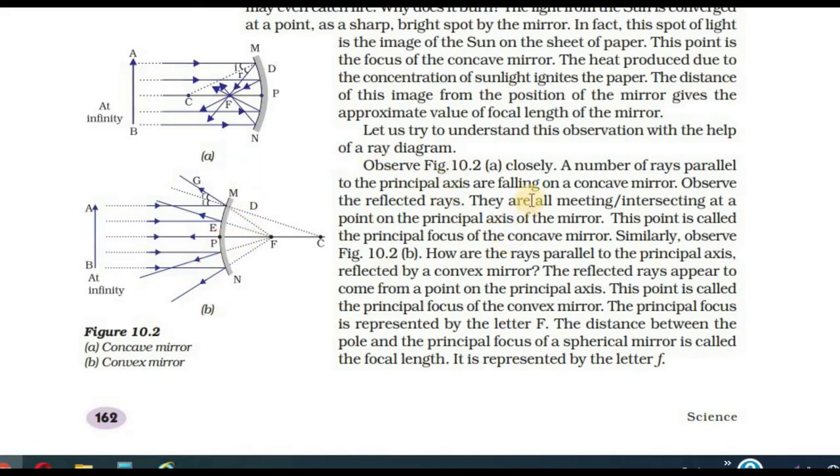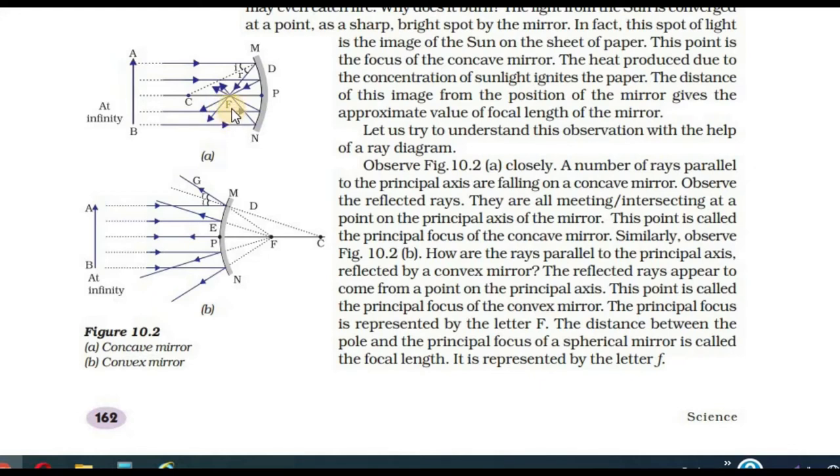let us see in figure 10.2a, a number of rays, these arrowed lines are called light rays, a number of rays parallel to the principal axis are falling on a concave mirror. So many rays are falling on a concave mirror, and what is seen is that all the reflected light rays are meeting at a point on the principal axis. This point is called the principal focus of the mirror. What is the principal focus of the concave mirror? When light rays fall parallel to the principal axis on the mirror, after reflection they all intersect at a particular point. That particular point is called the principal focus, which is represented by the capital letter F.